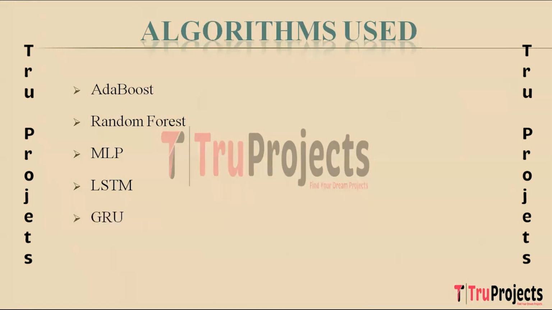The next one is GRU. GRU is another recurrent neural network that efficiently handles sequential data. It is suitable for modeling patterns in transaction sequences, contributing to fraud detection.